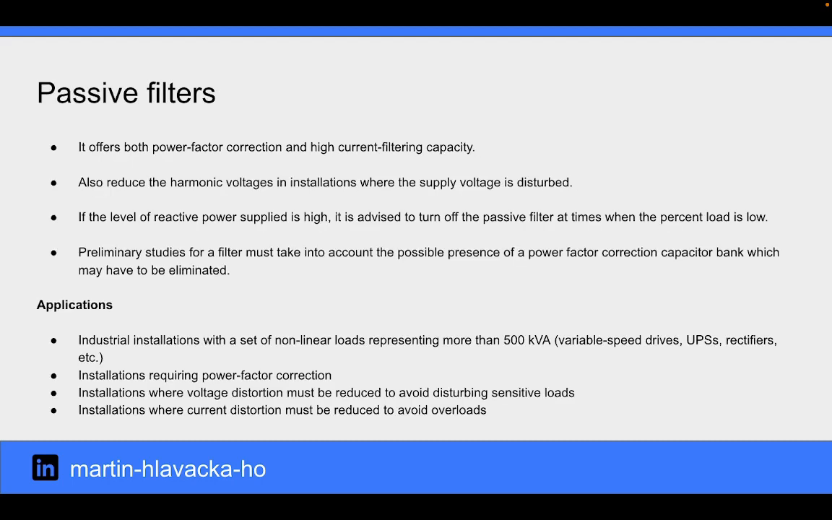Passive filters offer power factor correction and high current filtering capabilities. They also reduce harmonic voltages in installations where the supply voltage is disturbed. If the level of reactive power supply is high, it is recommended to turn off the passive filter at times when the load percentage is low. Preliminary studies for a filter should take into account the possible presence of power factor correction capacitor banks that may have to be removed.